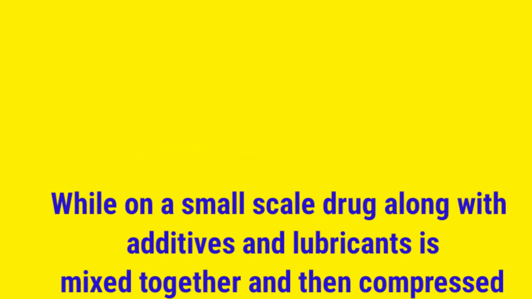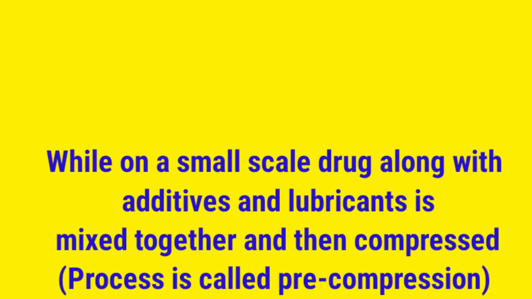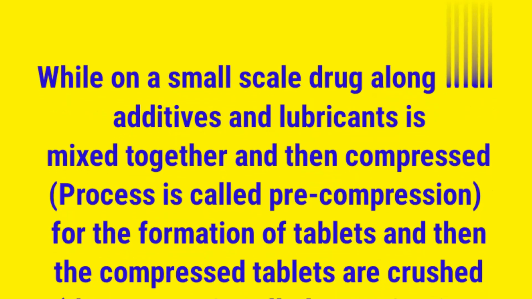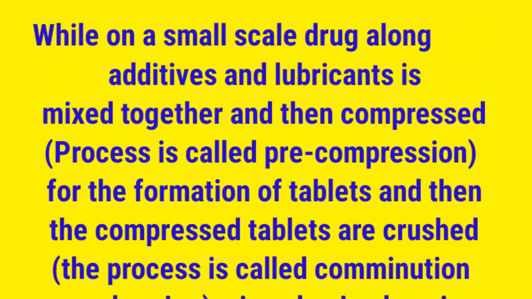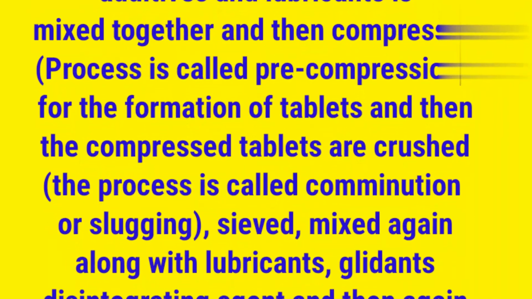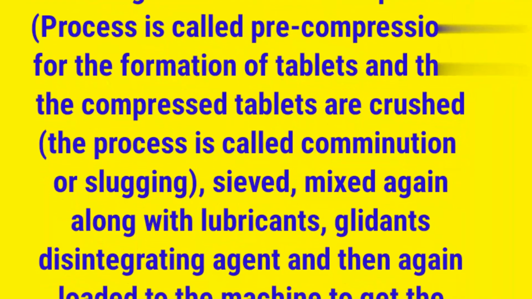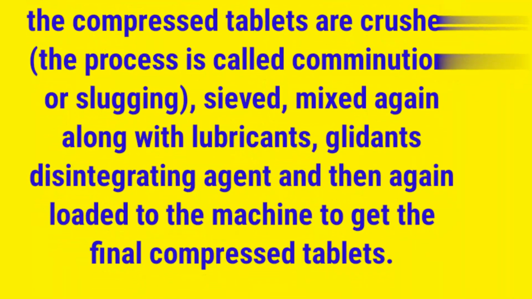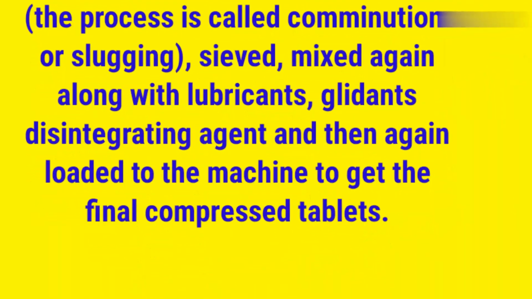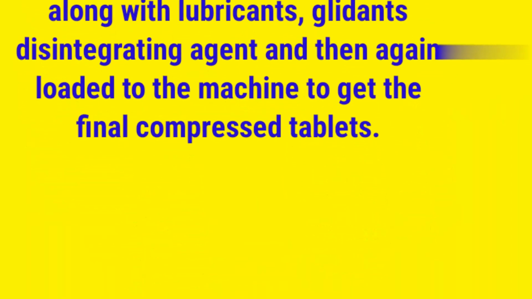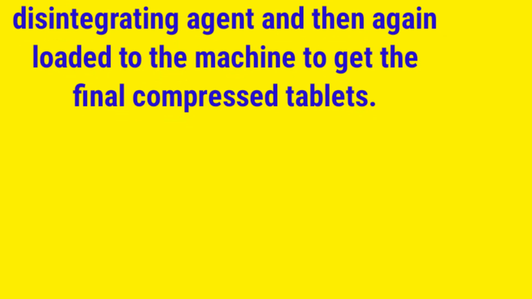While on a small scale, the drug along with additives and lubricants is mixed together and then compressed for the formation of tablets, and then the compressed tablets are crushed. The process is called comminution or slugging. It is sieved, mixed again along with lubricants and disintegrating agent, and then again loaded to the machine to get the final compressed tablets with all the specifications as per BMR.